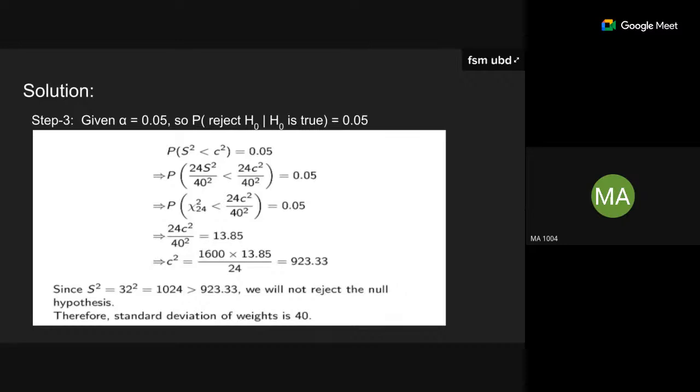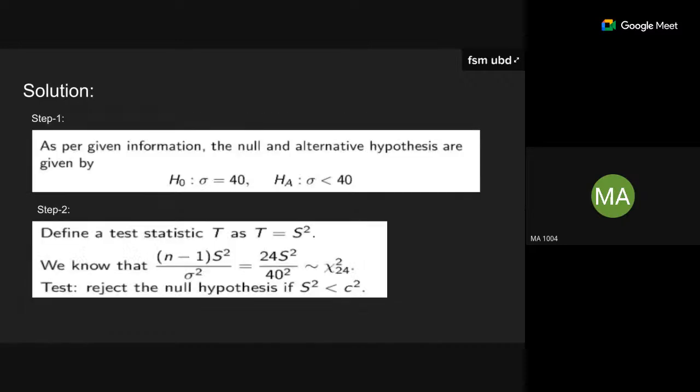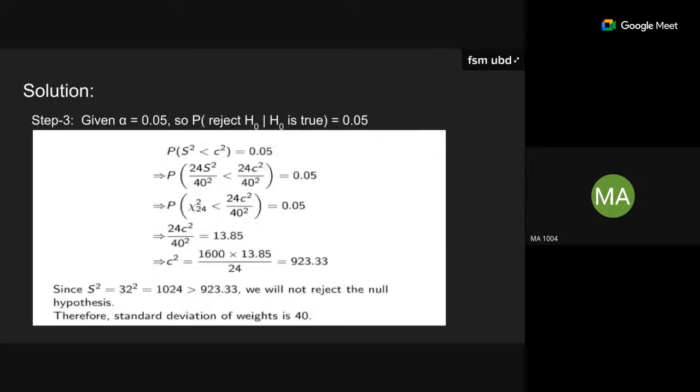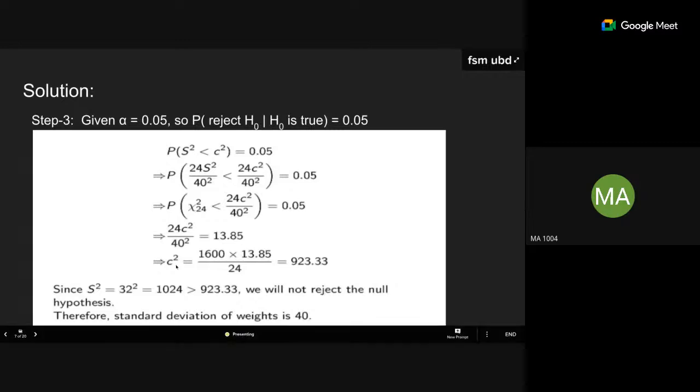So here we have 3 steps. The first 2 steps will be common for every problem. For all the problems, step 1 is to identify H0 and the alternative HA. And step 2 is to define your test statistic, identify how to convert that test statistic into the known distribution, and define your test. So these 2 steps are common to every problem. And depending upon the problem, if alpha is given to you, then compute the critical value. So here C square is the critical value.